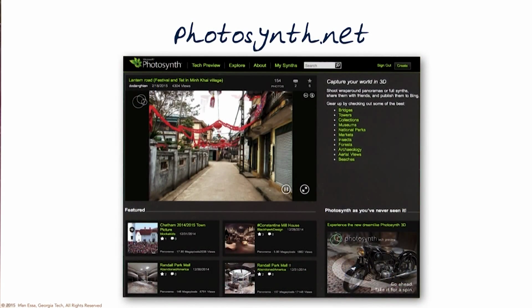So these researchers who developed this whole phototourism system were able to work with the whole concept, which was then taken over and generated into a technology preview referred to as photosynth.net.